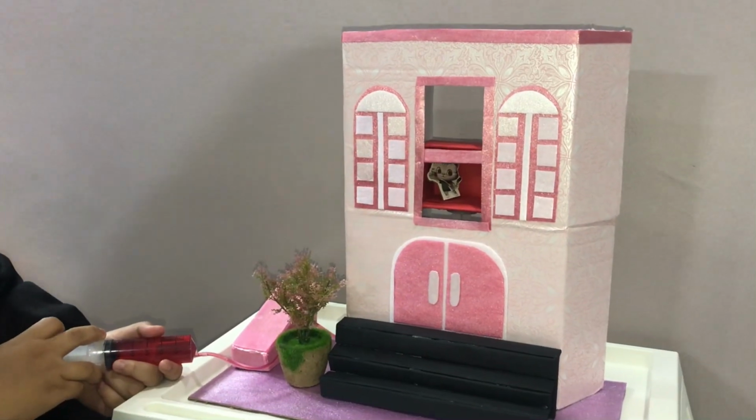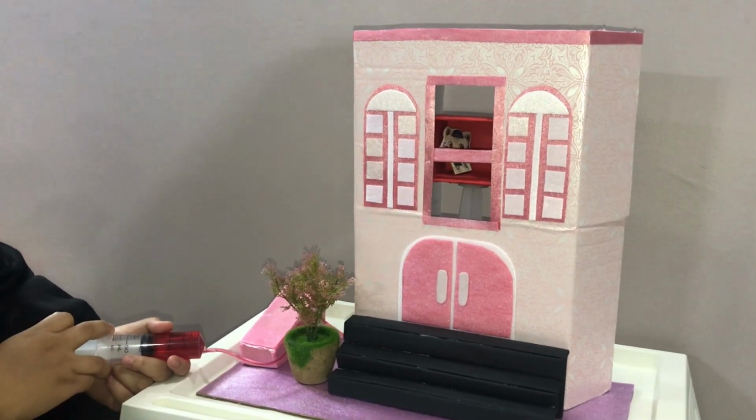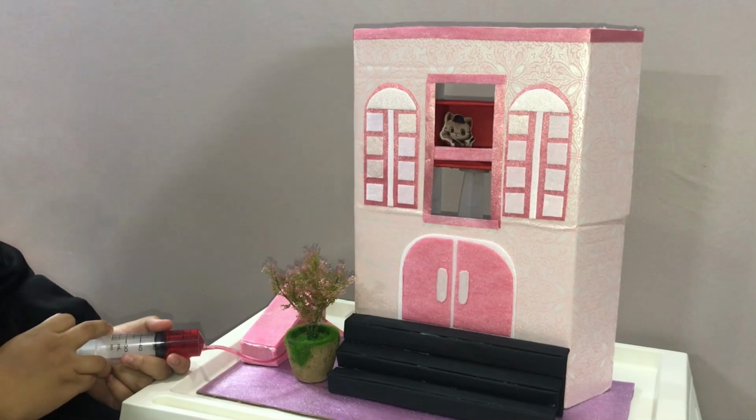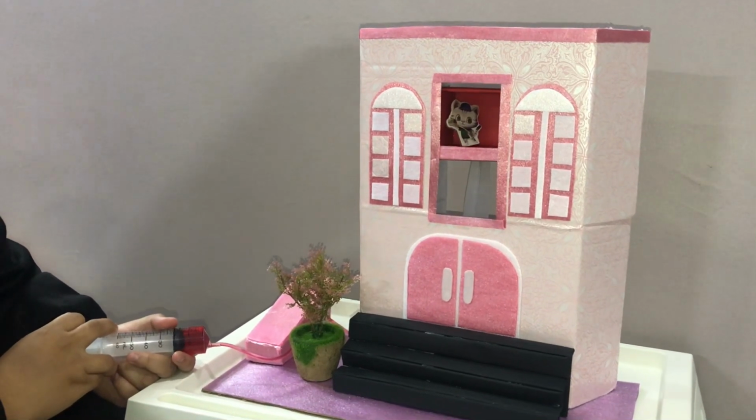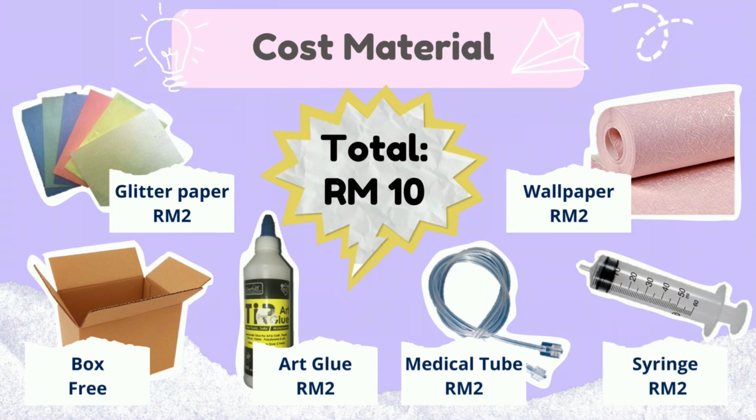Based on our model, you can see that a small amount of force is applied to an incompressible liquid on the left to create a large amount of force on the right. And this is the total cost of materials that we used to build our hydraulic lift model.